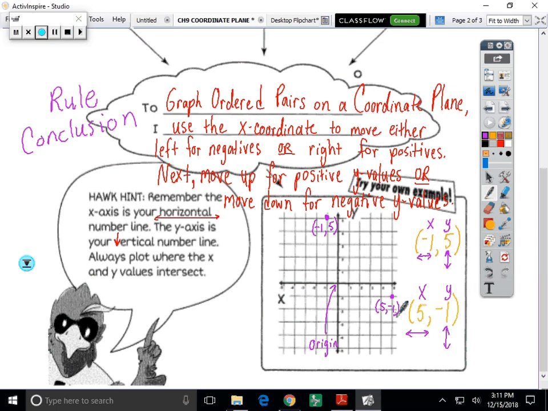I think we're ready to dig in a little more closely to the rest of our notes packet. So if you will, you can turn the page and we'll see what comes next.